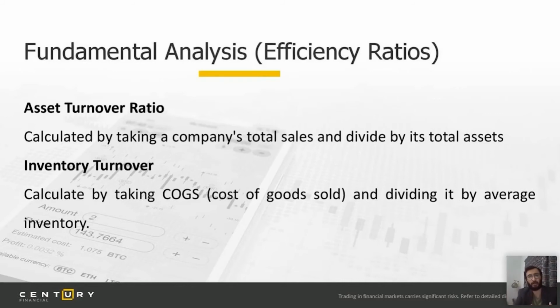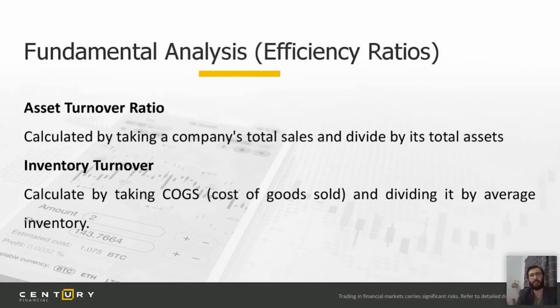Now, this normally means how many times a company has sold and replaced its inventory. This can differ between industries, but a higher inventory turnover is better. So if company A has a higher inventory turnover, it is better. How do you calculate this? You take the cost of goods sold, which means the direct cost, and divide it by the average inventory, and you will find the inventory turnover ratio.